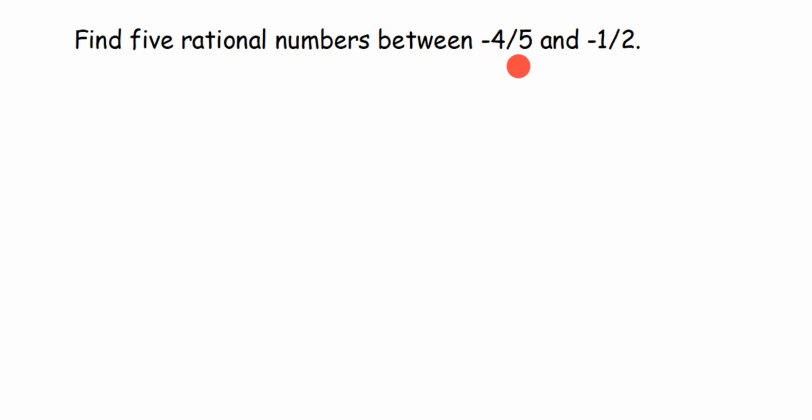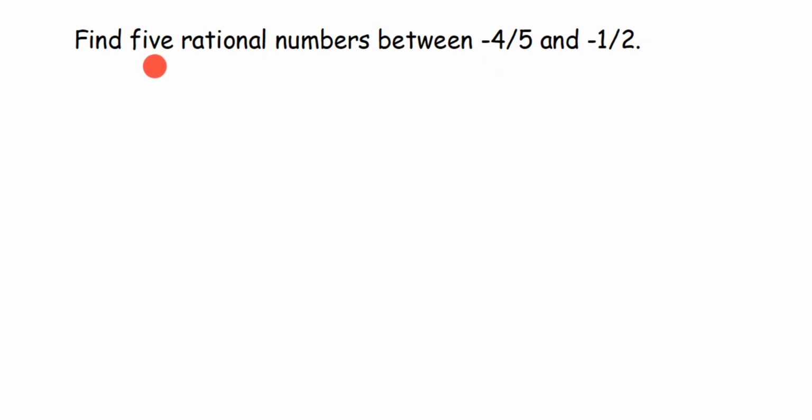In place of minus 4/5 and minus half, they may give you some other numbers, but the method of finding the rational numbers between two rational numbers is the same. There are other methods, but this method I feel is much easier to find more rational numbers. So here they are asking us to find the 5 rational numbers.